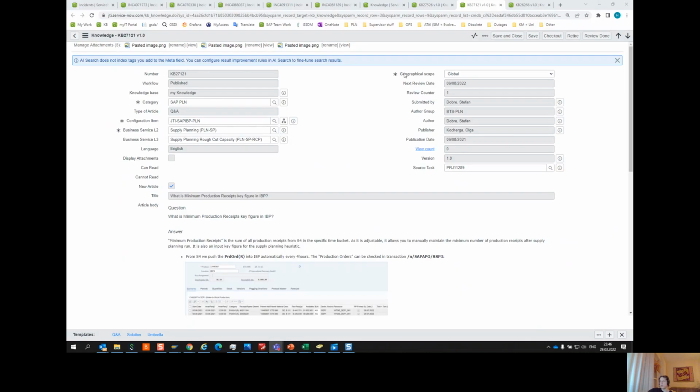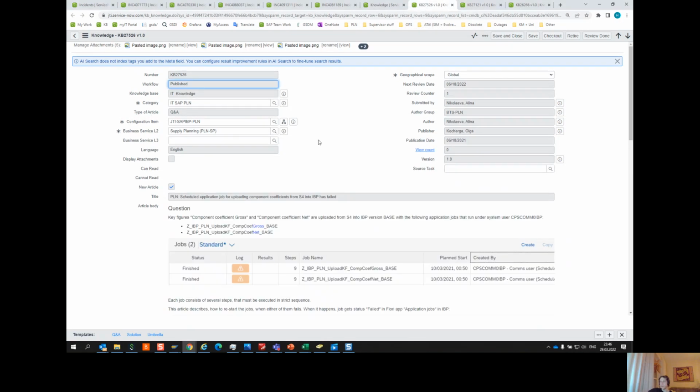What I'm going to show you first are the 3 KBs created by BTS for supply. The first one is about, again, data synchronization, data consistency between IBP and S4. The problem described in this KB is when some key figures, some indicators like component coefficient gross and component coefficient net, are uploaded from SAP to IBP.